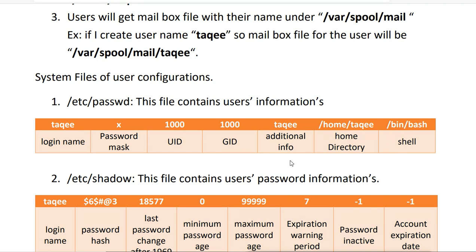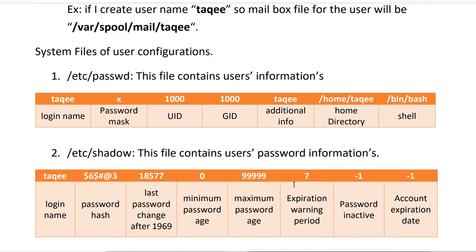Now the next configuration file is called the etc shadow file. This file contains the user's password information. That means when we create the user, we also create the password for that user. When we create the password, the information for the password is stored in this file.